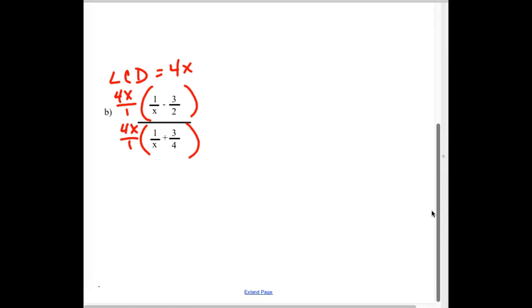All right, we then distribute. So what do we get if we take 4x times 1 over x? What is going to drop out? The x's are going to drop out. So if the x's are gone, we only have 4 times 1, which is 4. Then I take the 4x and I multiply it. I just did that one. Now I need to do that one. So 4x over 1 times negative 3 over 2.